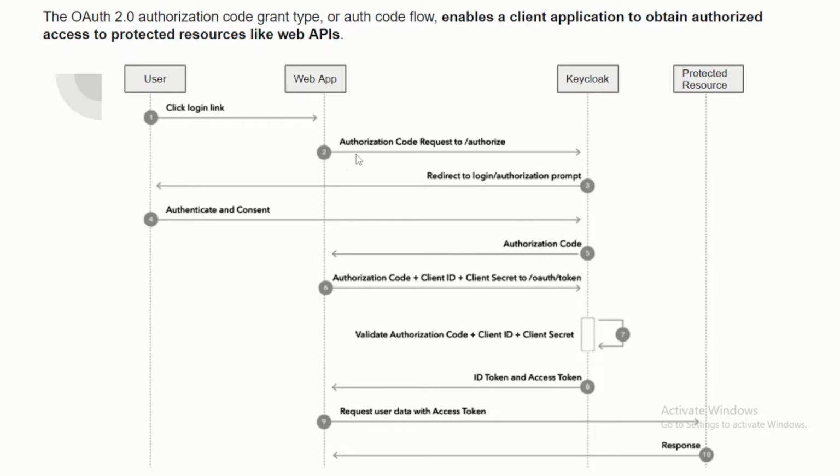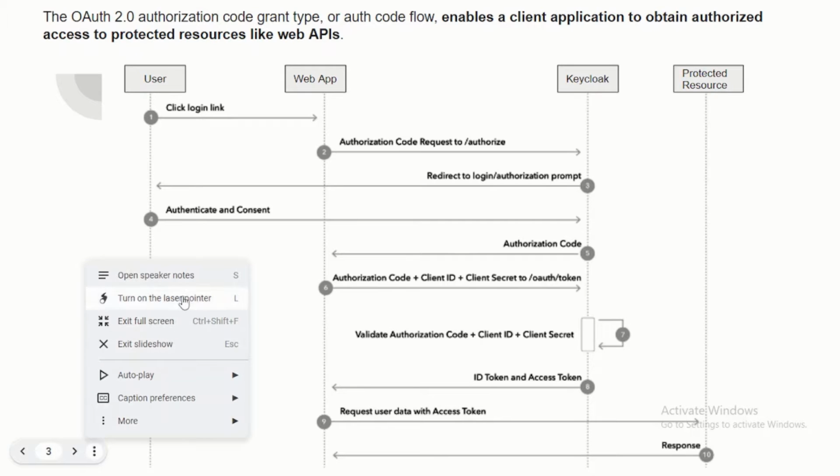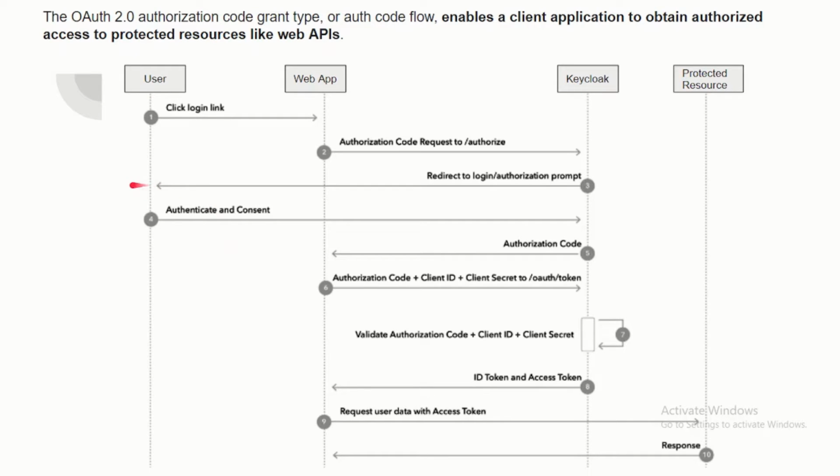Okay, so step 2, we are requesting an authorization code. When this request goes to Keycloak, it will redirect to the login prompt. So again the flow will go back to the user. Now the flow is coming back to the user. Now the user will authenticate and provide the consent. The user's identity will be in our authorization server, which is Keycloak. So he or she will authenticate and provide the consent.